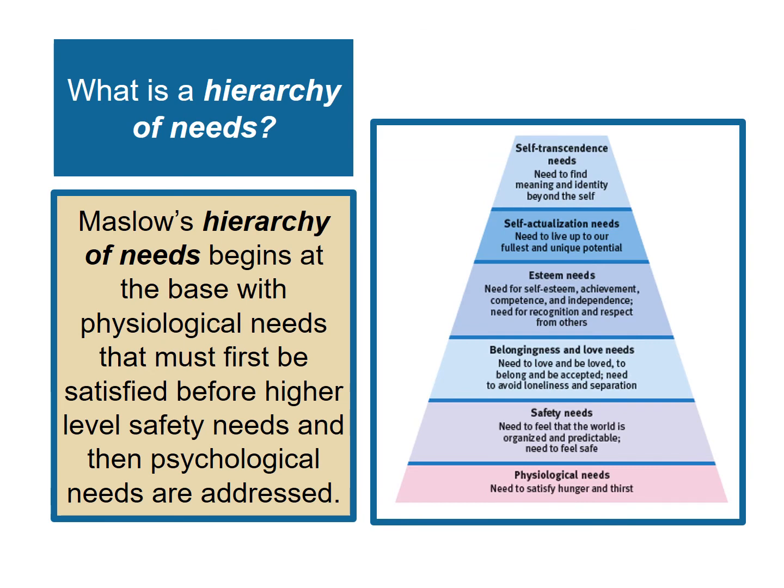Hierarchy of needs. So we're going to review Maslow's hierarchy of needs, and it begins at the base with physiological needs that must first be satisfied. So examples like need to satisfy hunger and thirst, before higher level safety needs, and then psychological needs are addressed. So we start at the bottom with our basic physiological needs, moving up to safety needs, then belongingness and love, esteem, self-actualization needs, and finally self-transcendence.